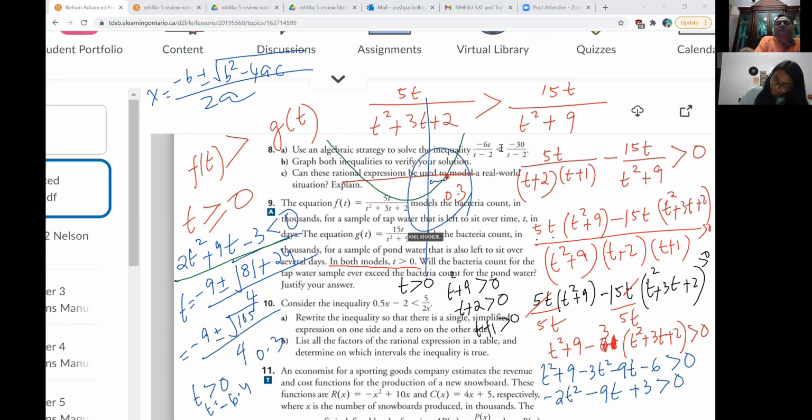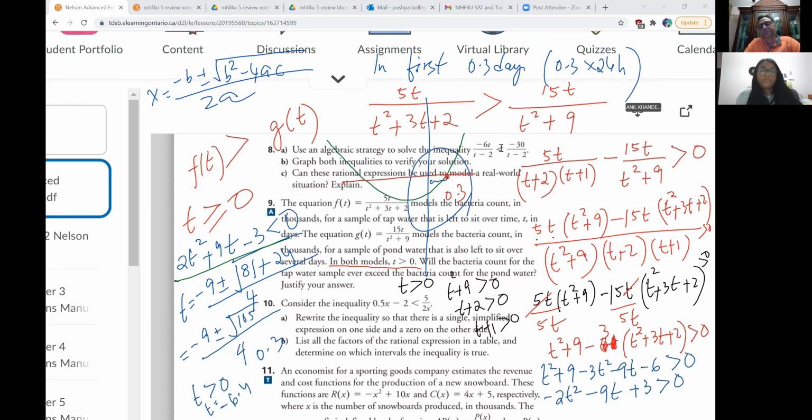So in the first 0.3 days, you can convert to hours, right? 0.3 into 24 hours, correct? Which is 7.2, let's say 7 hours. The bacteria count in tap water is more than that in the pond water. You get the idea? Yeah.